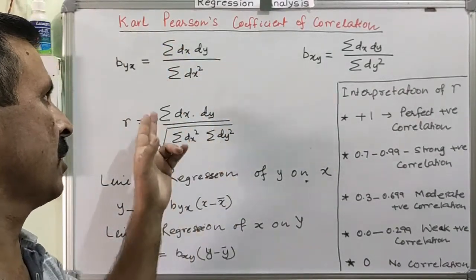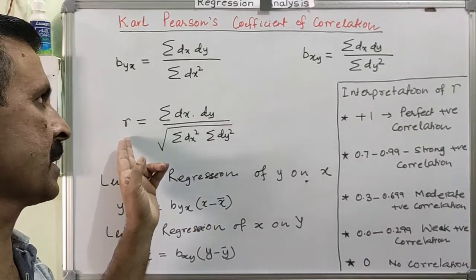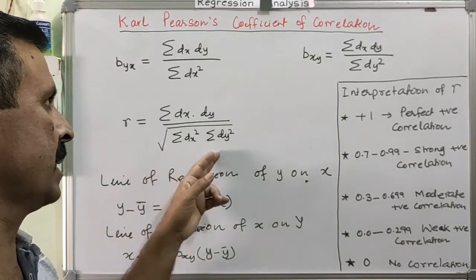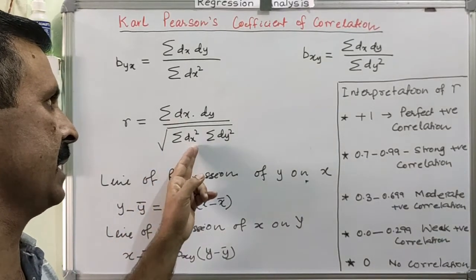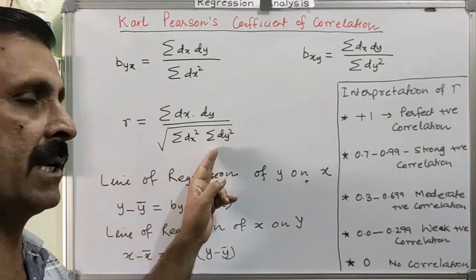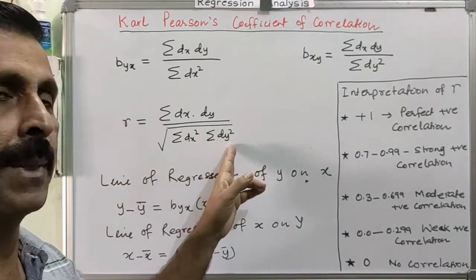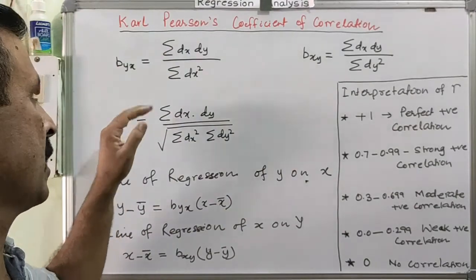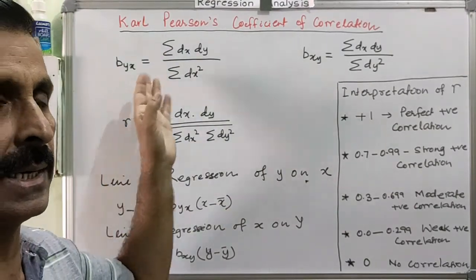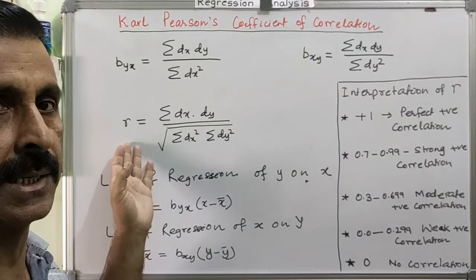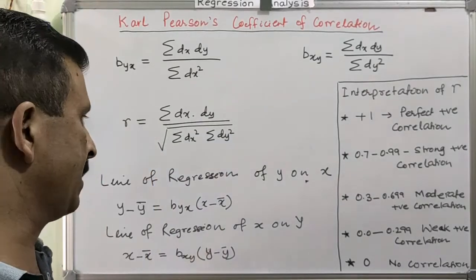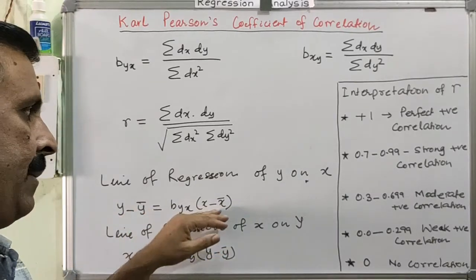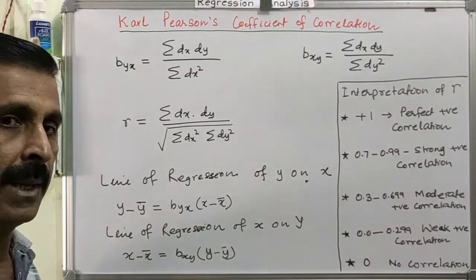Am I very clear? So for the correlation coefficient, the numerator formula will be the same as for the regression coefficient. The denominator will be the square root of the sum of dx square into the summation of dy square. Is this very clear? So in the Karl Pearson method, we have a different formula for calculating the regression coefficient and the correlation coefficient. Is this okay? And ultimately, for the line of regression of y on x or x on y, the formula is the same as before. Am I very clear?